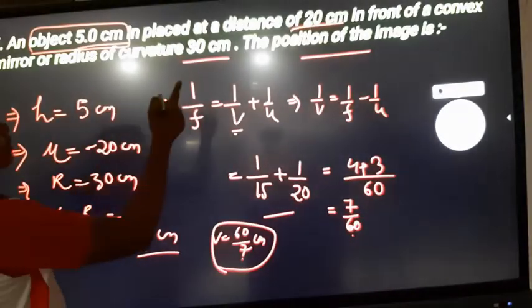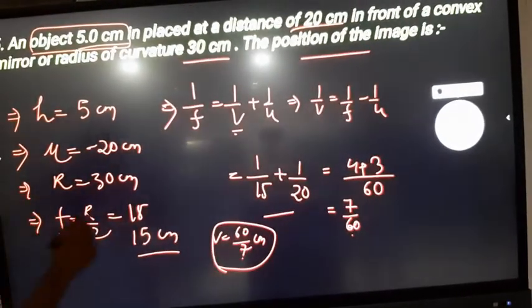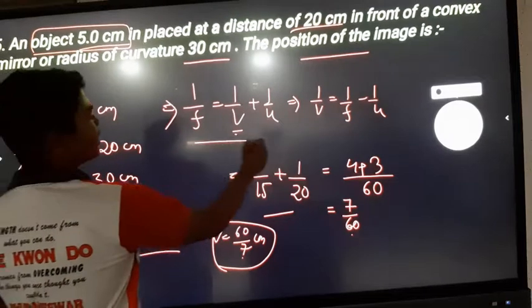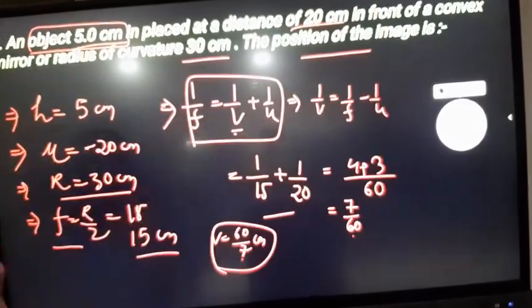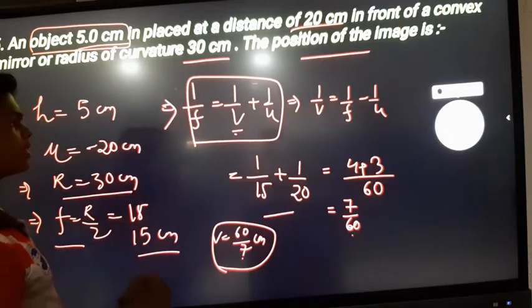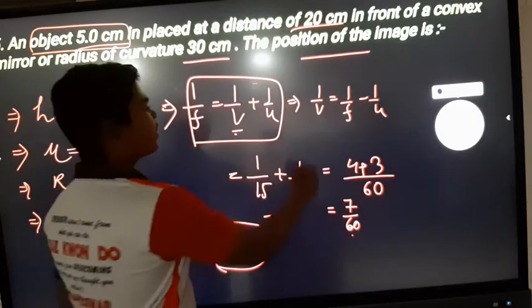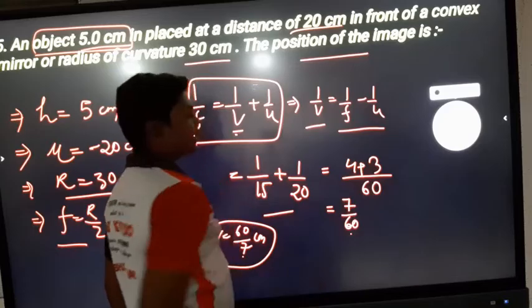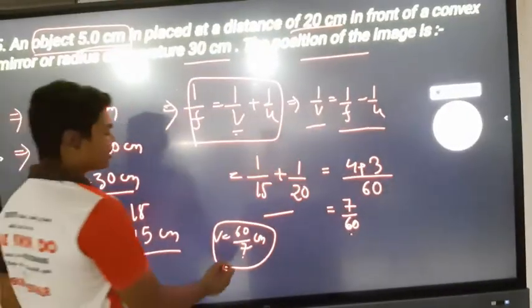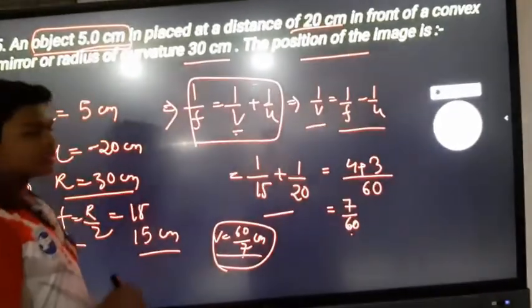So given that mirror of radius of curvature 30 cm, we have to convert it to focal length. Then we have to use the mirror formula, which is 1 by focal length equals to 1 by image distance plus 1 by object distance. So 1 by v equals to 1 by f minus 1 by u we will get. So after calculation we will get that v equals to 60 by 7 centimeter.